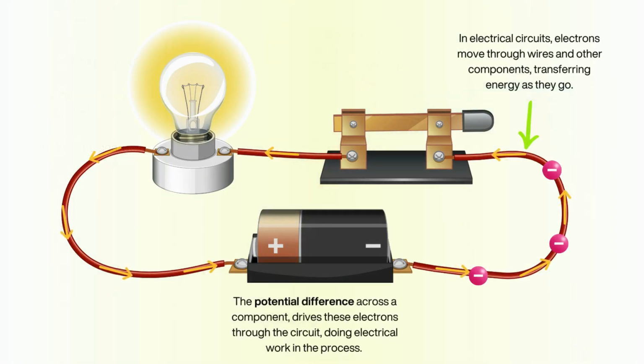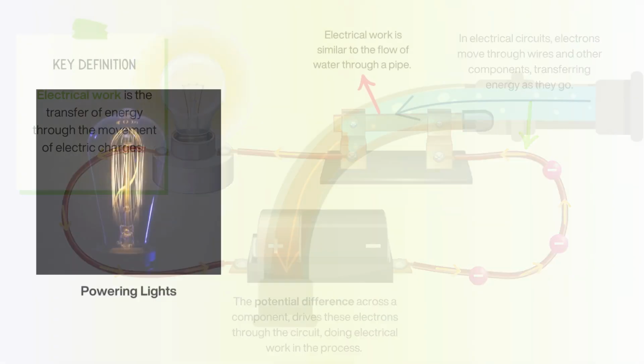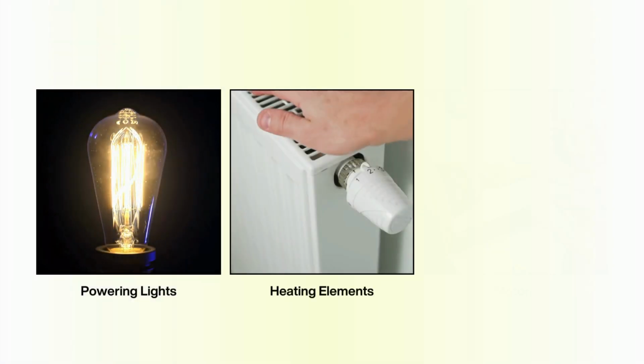The potential difference across a component, a concept we'll explore in detail later, drives these electrons through the circuit, doing electrical work in the process. This work can be used to perform various tasks, such as powering lights, heating elements, and motors.